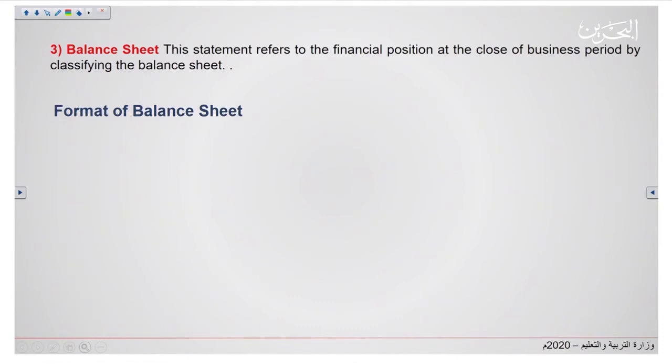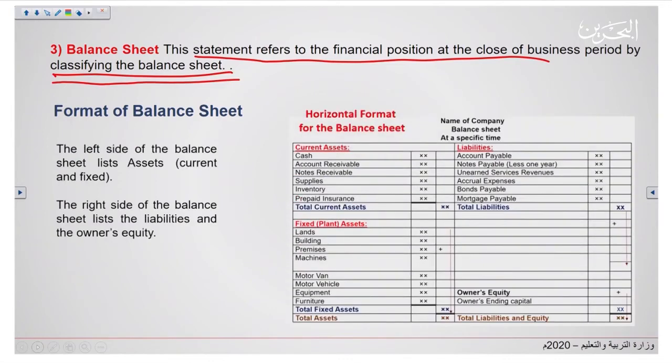What is the balance sheet? The balance sheet is the statement that refers to the financial position at the close of the business period by classifying the balance sheet. Today I'm going to emphasize the classifying of the balance sheet because we are going to learn how to do it. First, we will talk about the format of the balance sheet. It comes in two formats. The first format is the horizontal format.